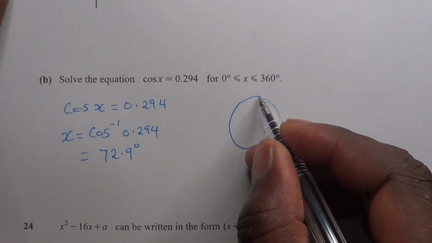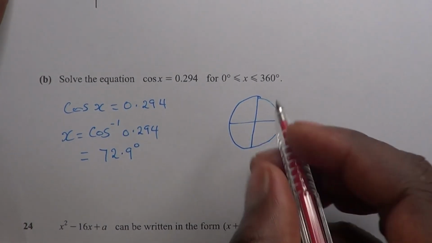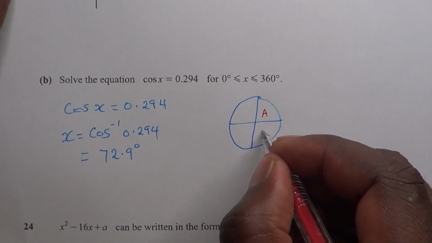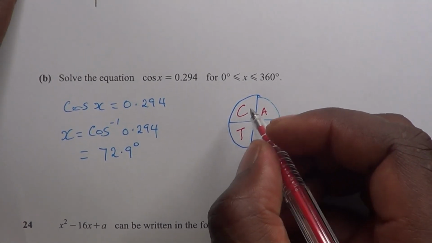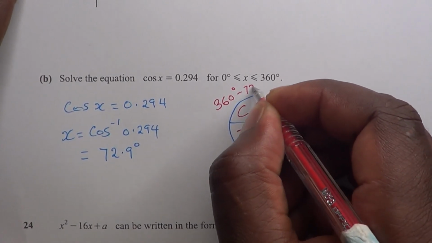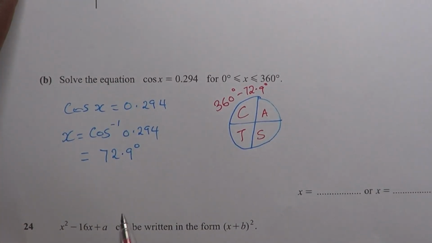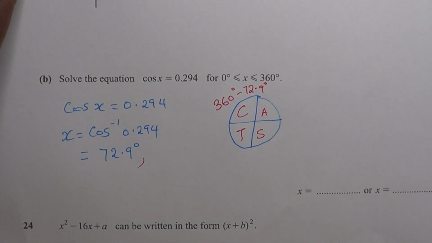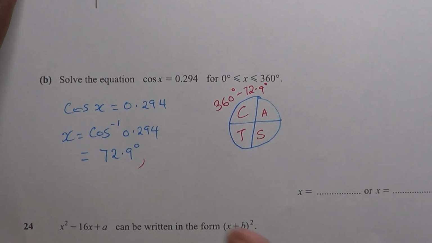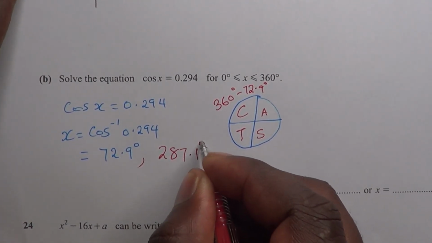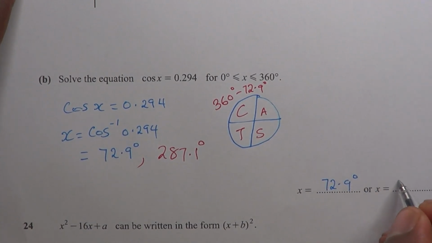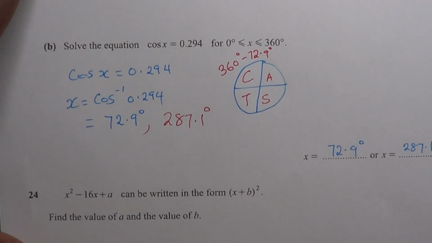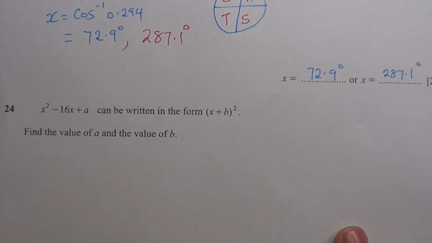So we now solve that here. All are positive. Sine is the only one which is positive here. Tan is the only one which is positive, and cos here is the only one which is positive. So here it will be 360 degrees minus 72.9 degrees. So the next one will be 360 degrees minus 72.9, and we get the next one to be 287.1 degrees. So the answer here is, the first is 72.9 degrees and 287.1 degrees. Yeah, that is the answer of it.